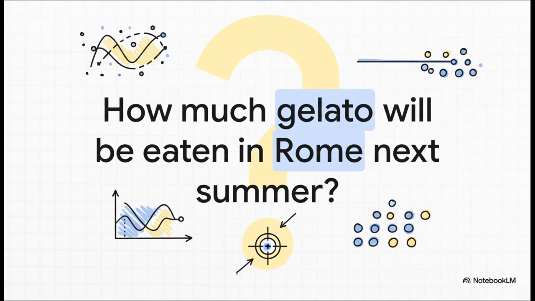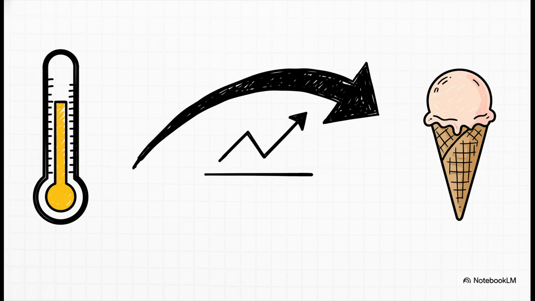You know, everything in machine learning really just starts with a question. A lot of times, it's a question about what's going to happen next. So, for example, imagine you own a gelato shop in Rome. You'd probably love to know how much gelato you're going to sell next summer, right? That's a prediction problem. And to answer a question like that, you've got to figure out the relationship between different things. For gelato, it's pretty obvious, right? It's probably the temperature outside. The hotter it gets, the more gelato people buy.